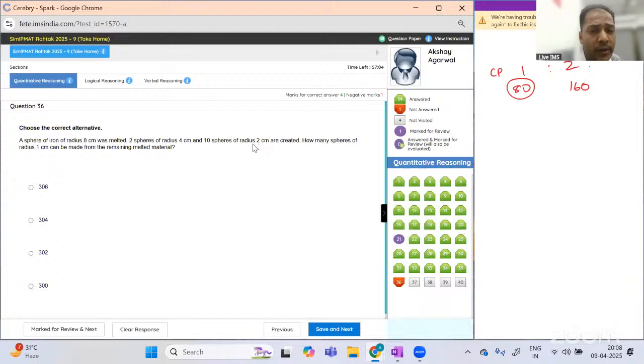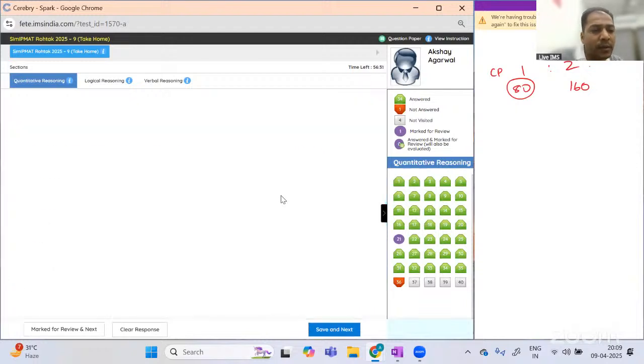2 into 10 into 8 cube, 512. Sorry, radius is 8, cube 512, out of which 16 into 4 cube is 64. 2 into 64, 128 is gone. So 128 out of 512 is gone. 10 spheres of radius 2 centimeter. 2 cube is 8, 8 into 10, 80. 128 plus 80, 208 is gone. 304 is left. And each volume is 1, so 304 divided by 1, 304 can be made. Wow.